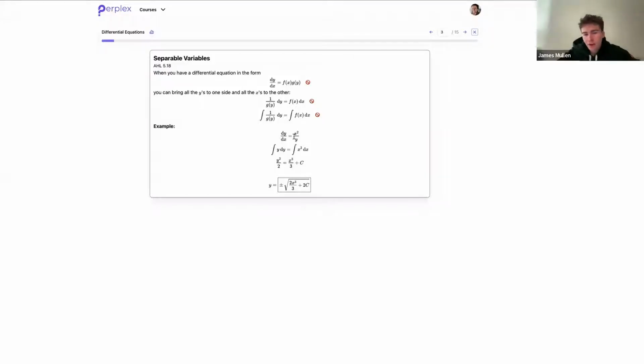If I bring the y to the left-hand side, and the dx to the right-hand side, I have the integral of y dy is equal to the integral of x squared dx. When I integrate y, I get y squared over 2, and when I integrate x squared, I get x cubed over 3 plus c. And so my solution is going to be, if I bring the 2 to the right-hand side and take the square root, y is equal to plus or minus the square root of 2x cubed over 3 plus 2c, also under the square root.